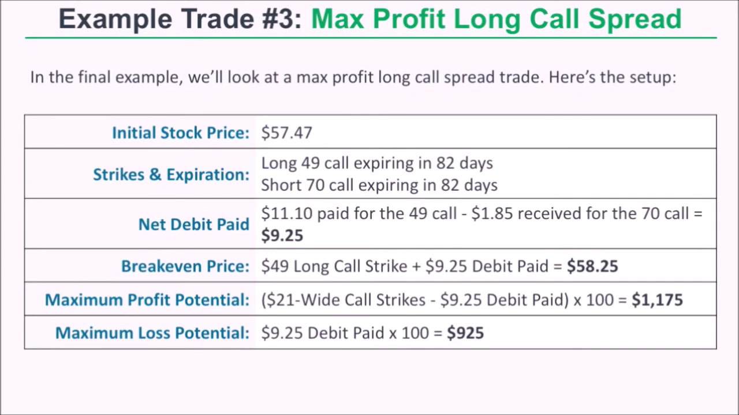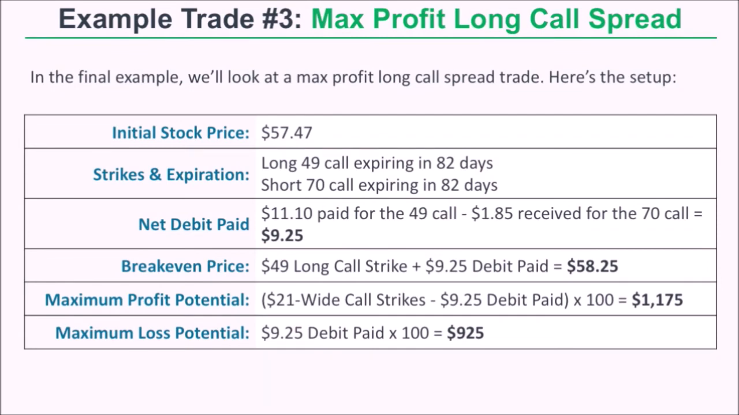So we're going to pay $11.10 for the 49 call, and we're going to collect $1.85 for the 70 call, which brings our net debit paid to $9.25. Now the break-even price is the $49 long call strike price plus the $9.25 debit paid, which brings our break-even price to $58.25.